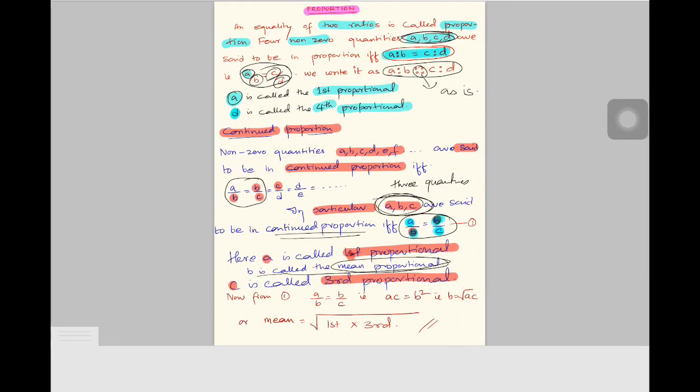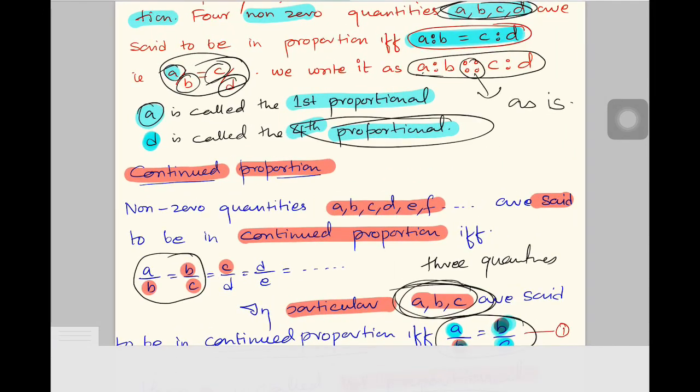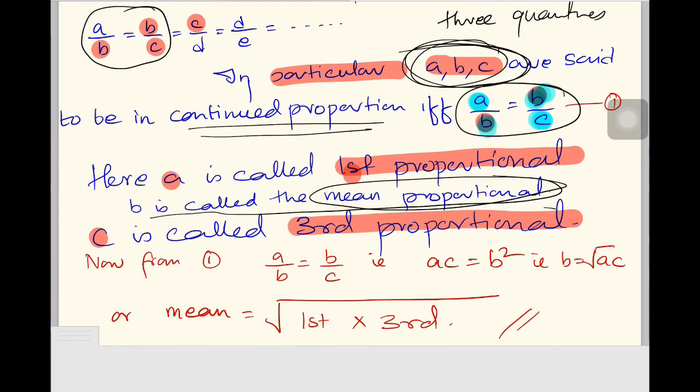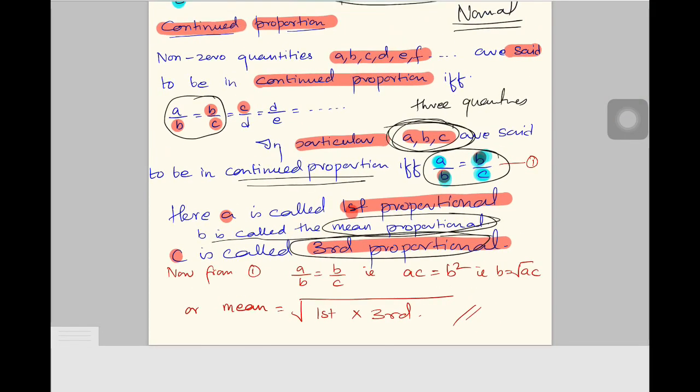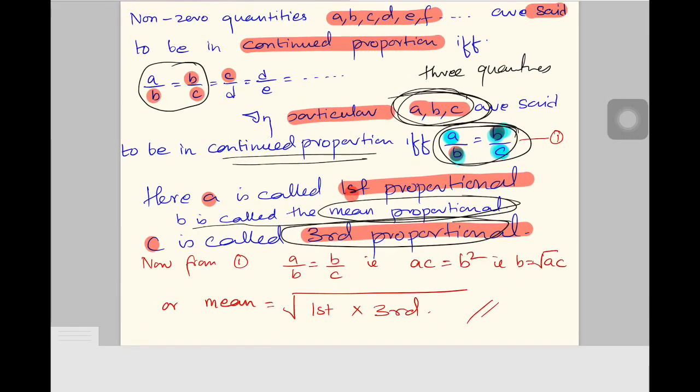So just remember this. When I say fourth, you understand normal proportion, because fourth proportional only occurs in normal proportion. But when I say third proportional, then by default you have to understand that it has to be a continued proportion. Okay, so special names for A, B and C.